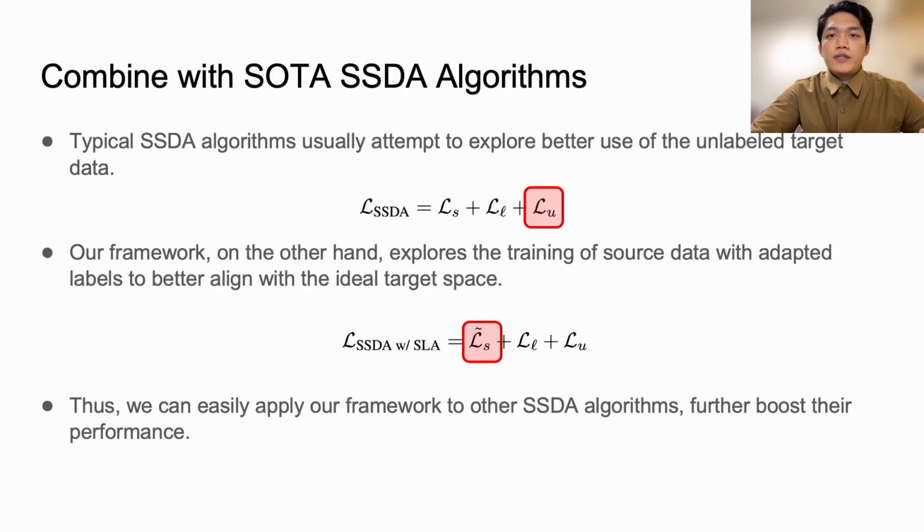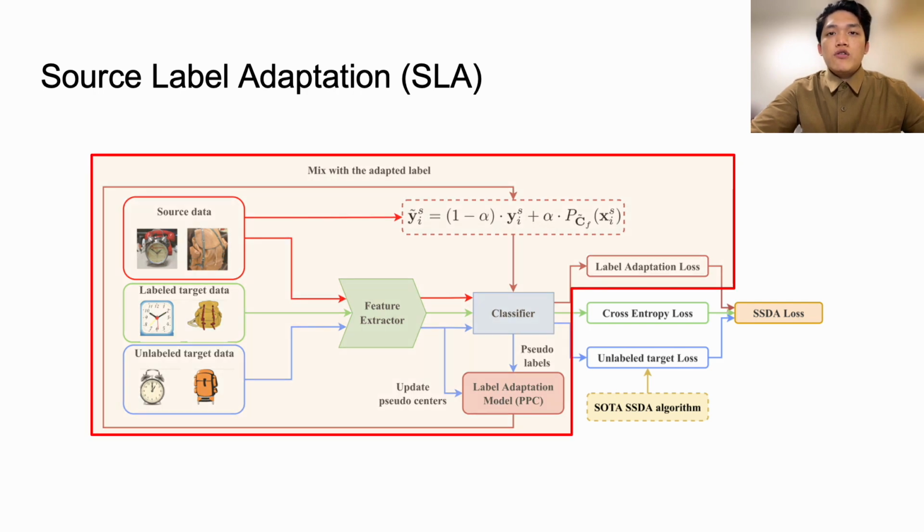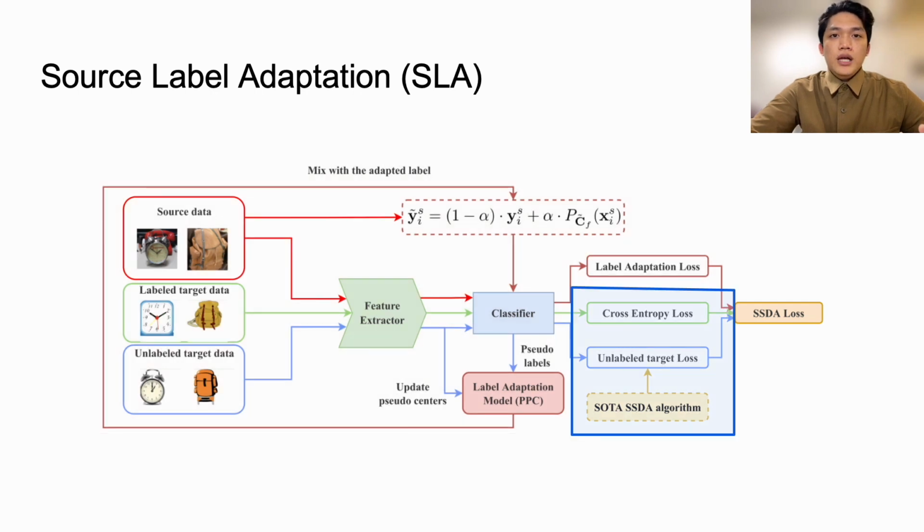Traditional SSDA algorithms typically focus on exploring better use of the unlabeled target data. Our framework, on the other hand, explores the training of source data with adapted labels to better align with the ideal target space. As a result, our approach can be readily applied to other SSDA algorithms, effectively enhancing their performance. This is the overall architecture of our framework, source label adaptation. At each iteration, we first produce the adapted labels with the help of our label adaptation model, PPC, and calculate the label adaptation loss accordingly. Then, we can incorporate any state-of-the-art algorithm to further improve the utilization of the unlabeled data.